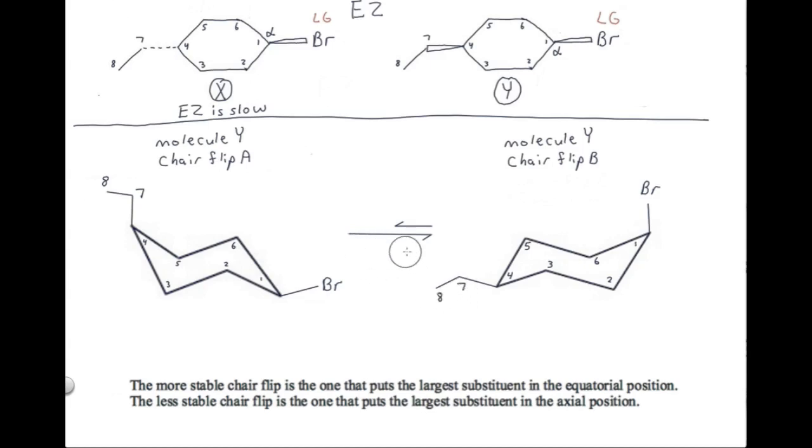So I've drawn the longer arrow pointing to the right to show that this rightward chair flip is the more stable chair flip. And I've drawn the shorter arrow pointing to the left to show that chair flip A is the less stable chair flip. The more stable chair flip puts the larger substituent in the equatorial position.